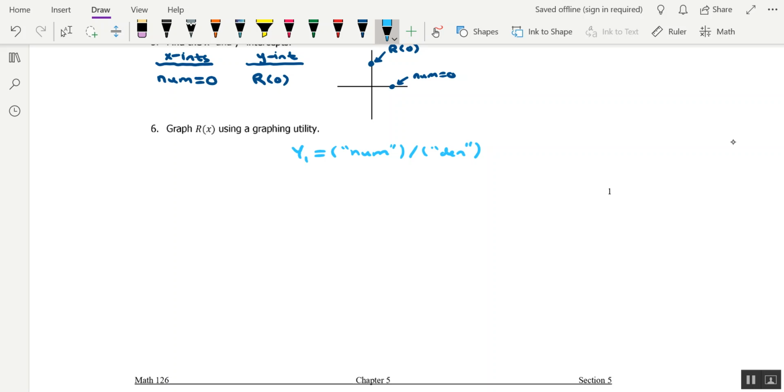Once you have it typed in, you want to see what this graph looks like in the standard viewing window. So you would press zoom, then option 6. This set of keystrokes is what I recommend for those of you that have a TI-84. For those of us that are using a TI-83, I recommend pressing zoom option 4.